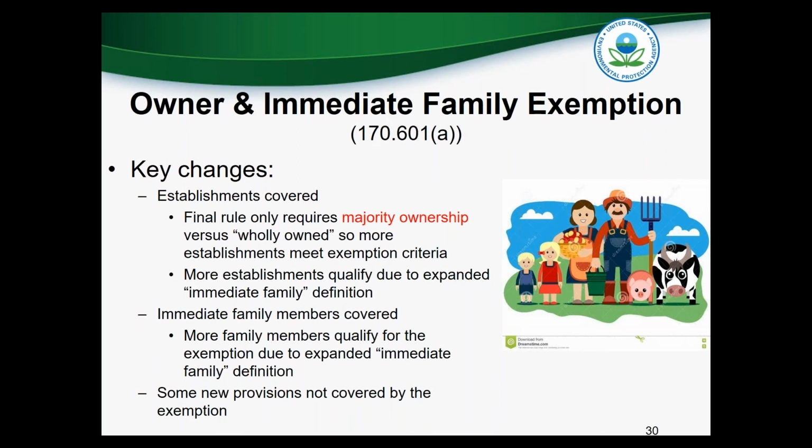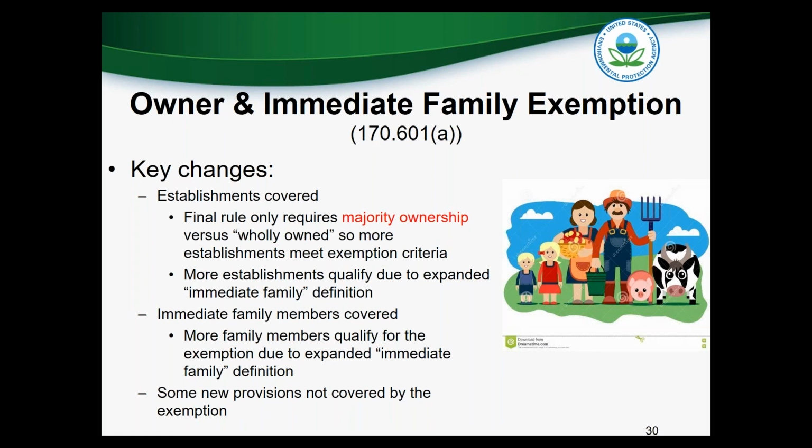So for instance, if my brother and I own a farm and we own 51% and Don Baumgartner owns the other 49%, because 51% is owned by immediate family members, my brother and I, the entire establishment qualifies, and even Don and his family qualify for the exemption. So that's how the majority ownership works.